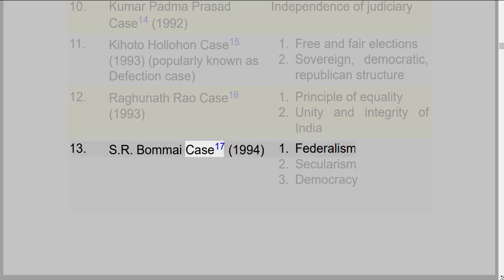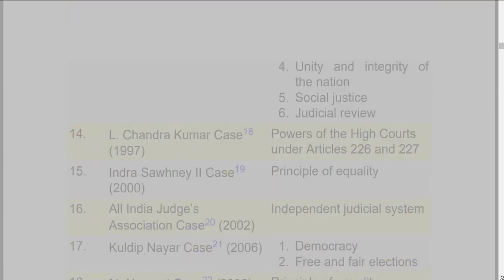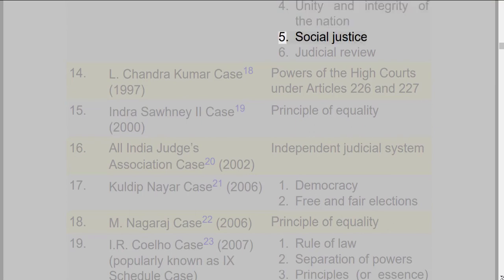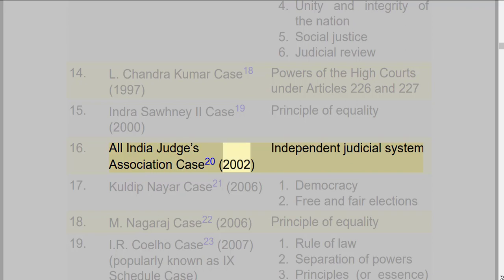13. S.R. Bommai Case, 1994: 1. Federalism. 2. Secularism. 3. Democracy. 4. Unity and integrity of the nation. 5. Social justice. 6. Judicial review. 14. L. Chandra Kumar Case, 1997, powers of the High Courts under Articles 226 and 227. 15. Indra Sawhney II Case, 2000, principle of equality. 16. All India Judges Association Case, 2002, independent judicial system.